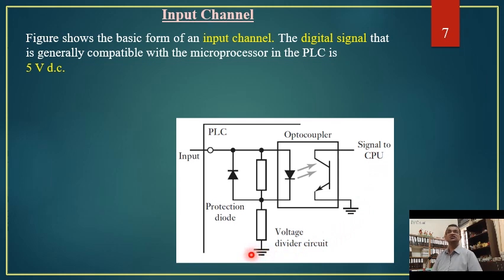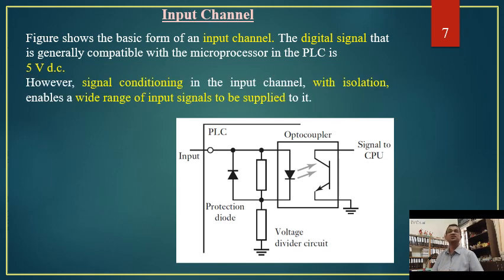The digital signal that is generally compatible with the microprocessor in a PLC is 5 volt DC. So basically these things are working at 5 volt DC. In the first lecture we talked about the Arduino controller, and you must be knowing that even the Arduino controller works with 5 volt DC. Most of the inputs and outputs are at 5 volts. But later, if it is needed to be enhanced, it could be enhanced as well.